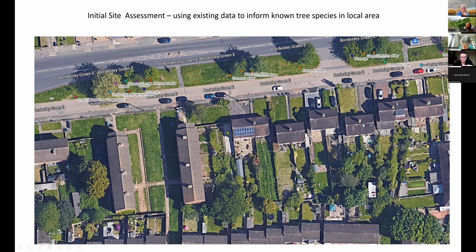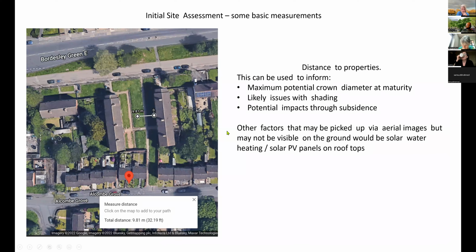We can also use a desk-based assessment to give us some other information as well. So off Google Maps, if you've never done it, you can right-click and select measure distance. You can put a point on the map, and you can measure out to a center point. You can measure distances and you can measure lengths quite well, even on irregular objects. So you can keep clicking, adding a point to give you a total length.